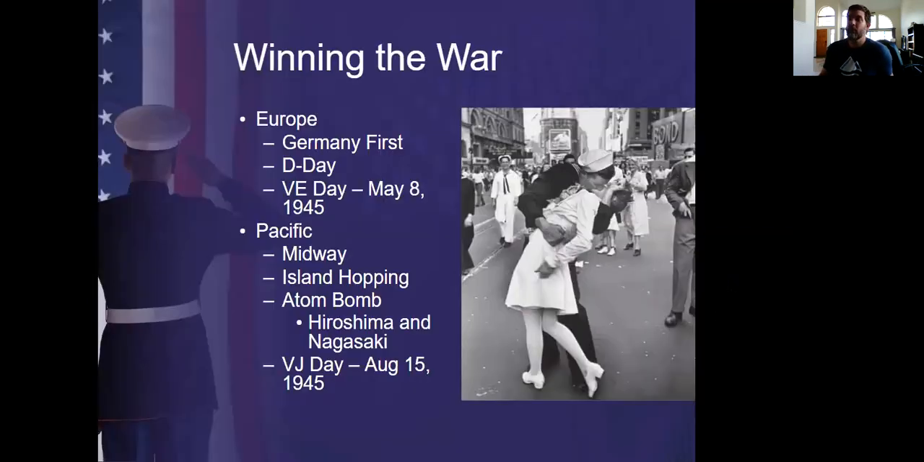And then in terms of the war itself, there was the strategy of Germany first, and D-Day, of course, is one of those. On June 6, 1944, the storming of Normandy actually gives the United States and its allies a kind of beachhead in France, from which to then make some significant inroads into both France as well as then into Germany.